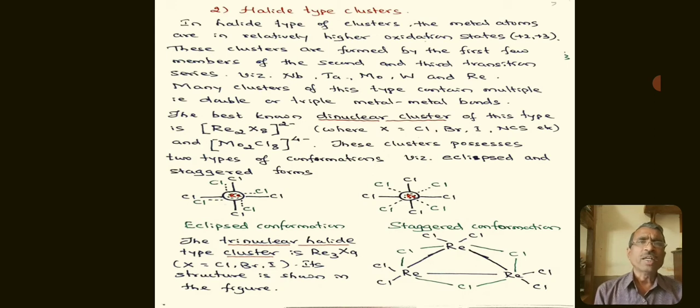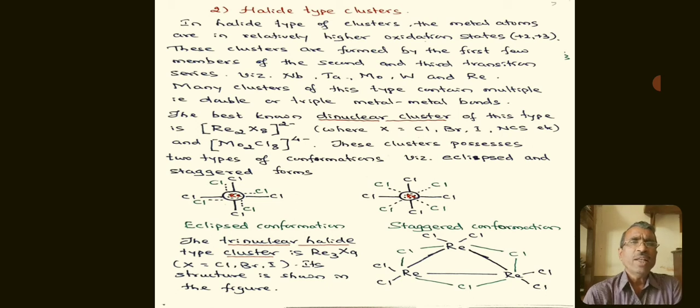Now let us take another, that is halide type of clusters. In halide type of clusters, the metal atoms are in relatively higher oxidation states. It may be plus 2 or plus 3. These clusters are formed by the first few members of the second and third transition series, namely niobium, tantalum, molybdenum, tungsten, and rhenium. Many clusters of this type contain multiple, that is double or triple, metal-metal bonds.